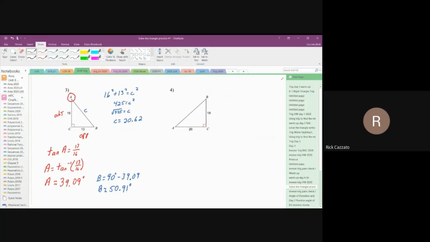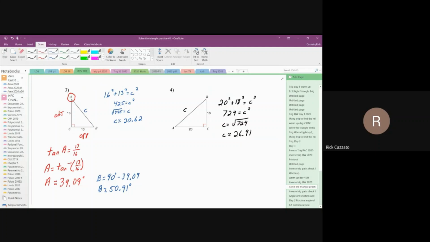Otherwise, continue watching. All right, so like in the previous problem, I'm going to call the hypotenuse C. So I could do 20 squared plus 18 squared is equal to C squared. Adding these up, I get 724 equals C squared. C is equal to the square root of 724. So C is approximately 26.91.